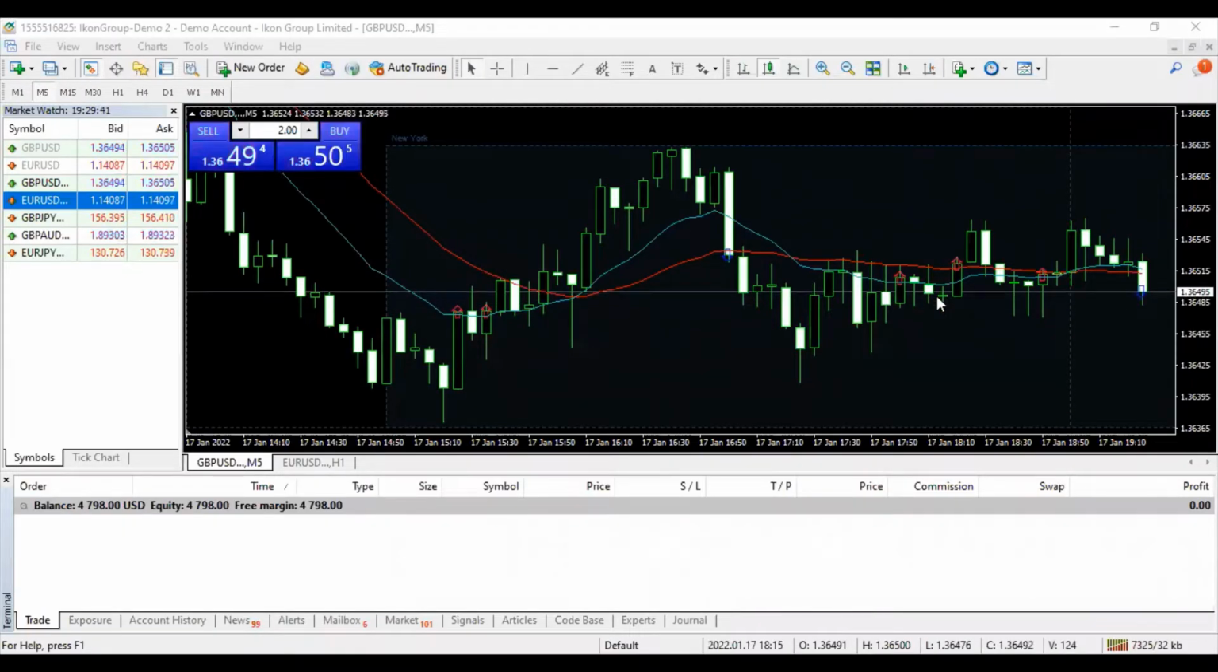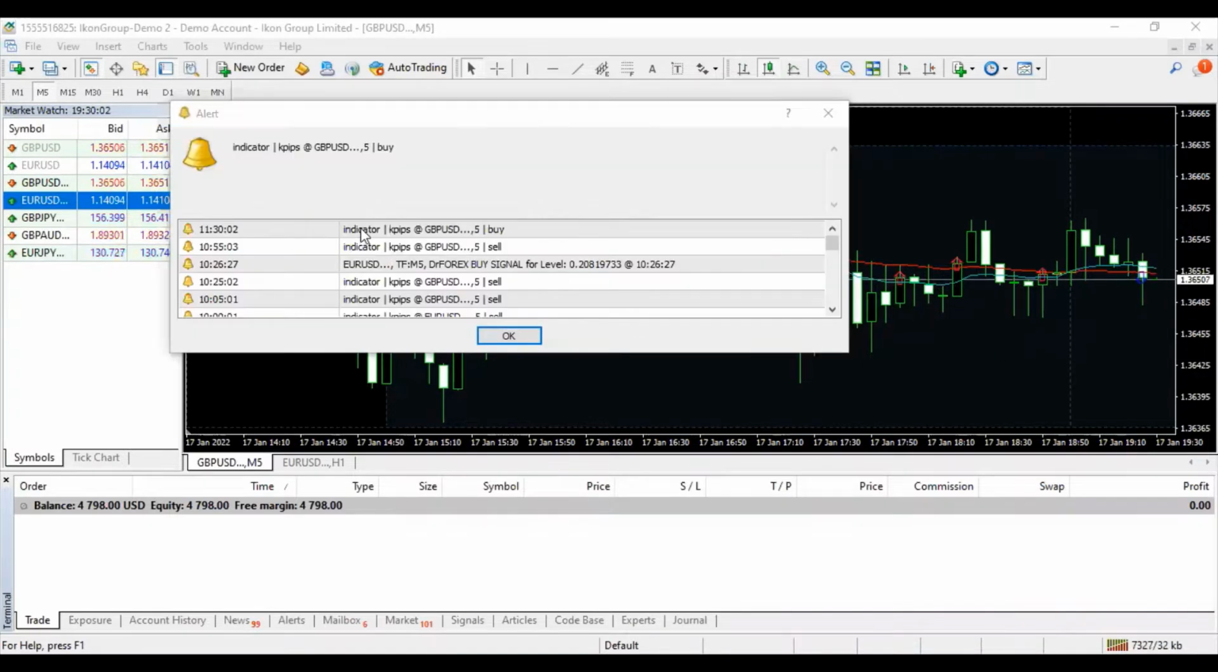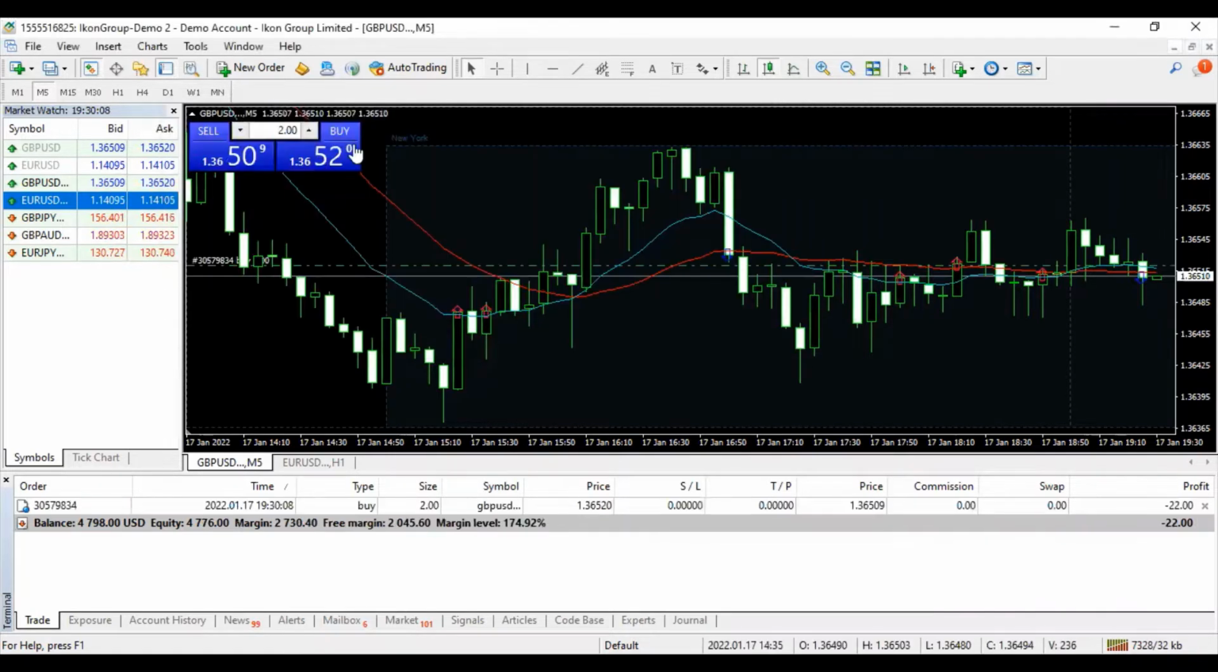Okay, so this is the indicator. You can see this candle, you can see the blue. You can't take the trade yet until you get the alert. You must make sure this candle closes first. You can see this is telling us that we should buy. That's good. You see indicator kpips at GBP USD 5 minutes. It says buy. Then you buy. Usually you buy at the entrance of this candle.